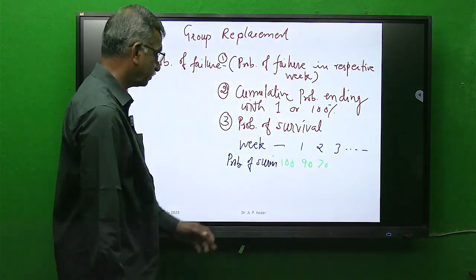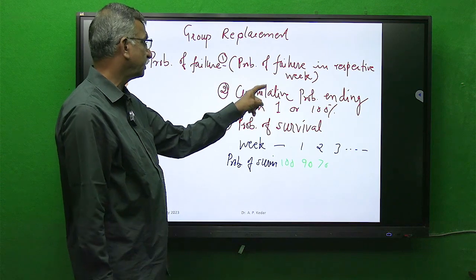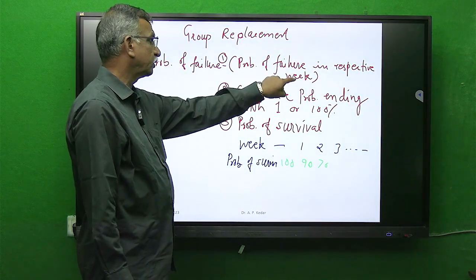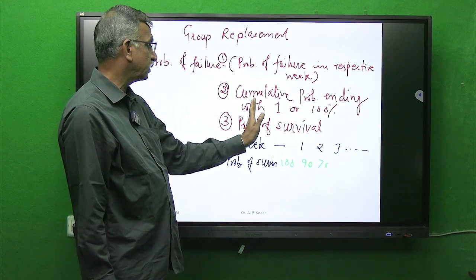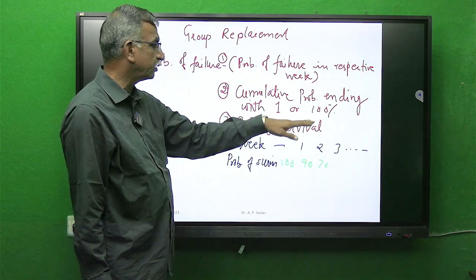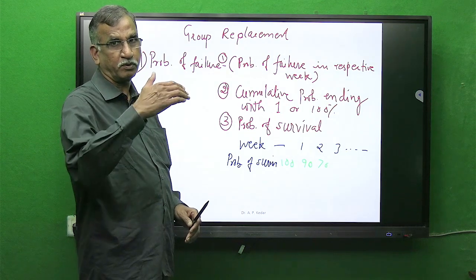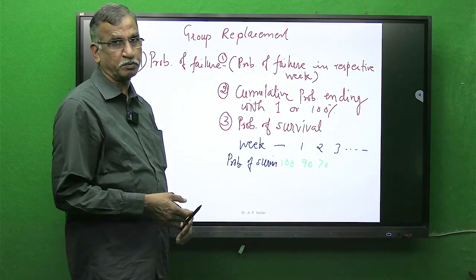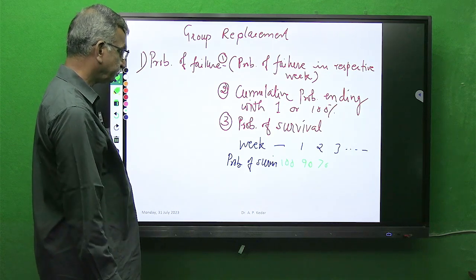So what we did is we subtracted the next value from the previous value to get the probability of the respective week's failure, the respective time period failure. In the case where it is cumulative probability ending with 1, we subtracted the earlier probability from the next period's probability. This was the first requirement.